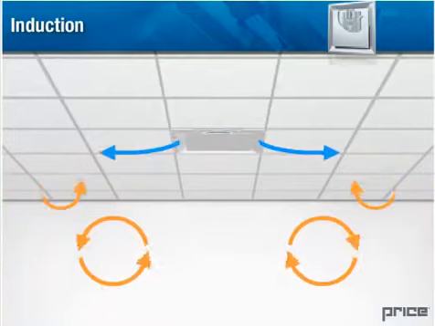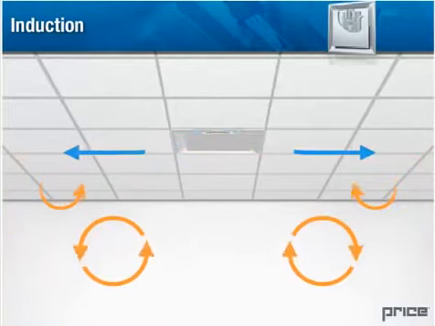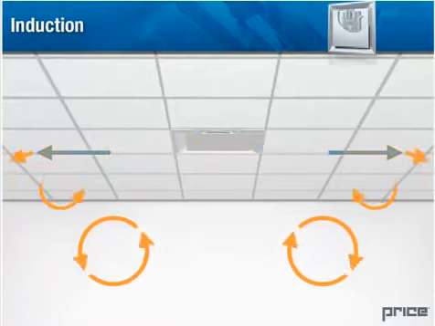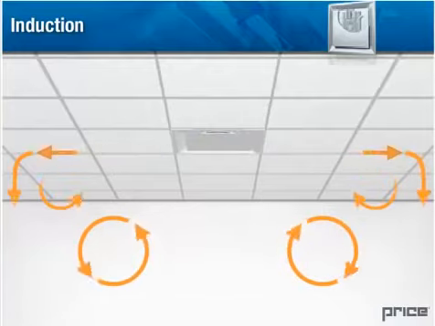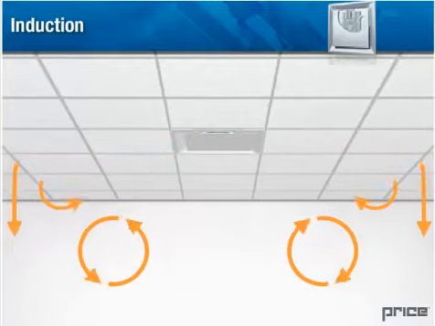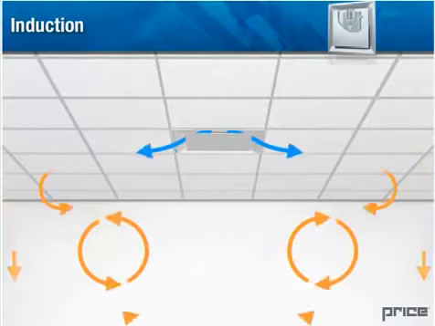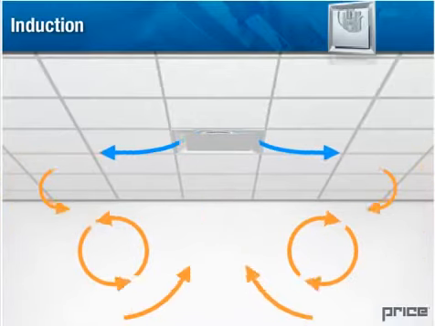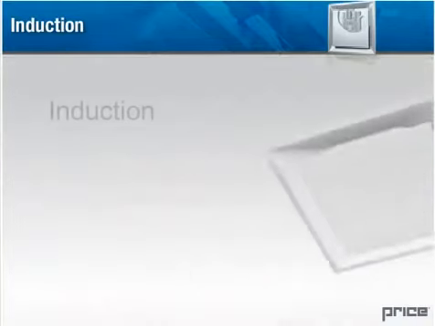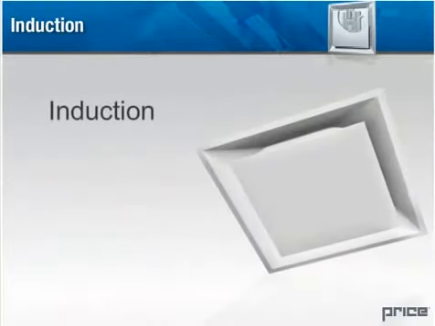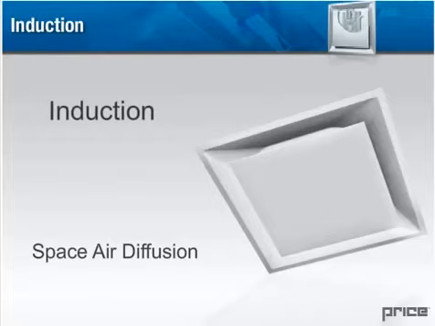The Price VAV diffusers use this principle to monitor the room temperature from the diffuser plaque. As conditioned air is discharged from the diffuser at high velocities, air within the room is drawn up to the plaque where the integral thermostat can accurately measure the temperature of the room. To learn more about induction, you can check out the Space Air Diffusion Price training module.